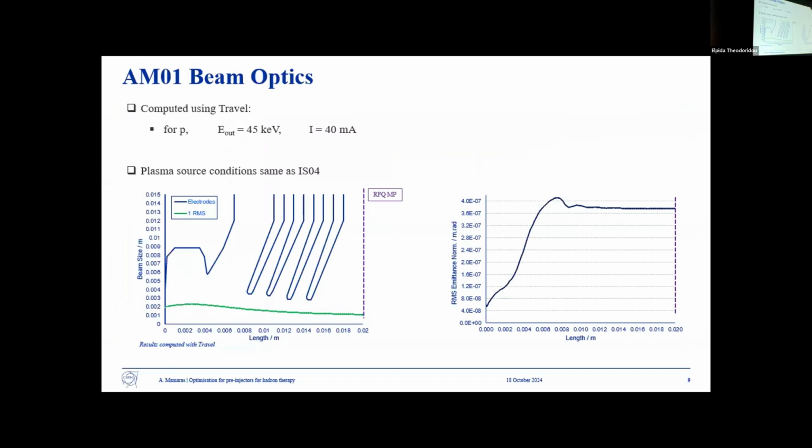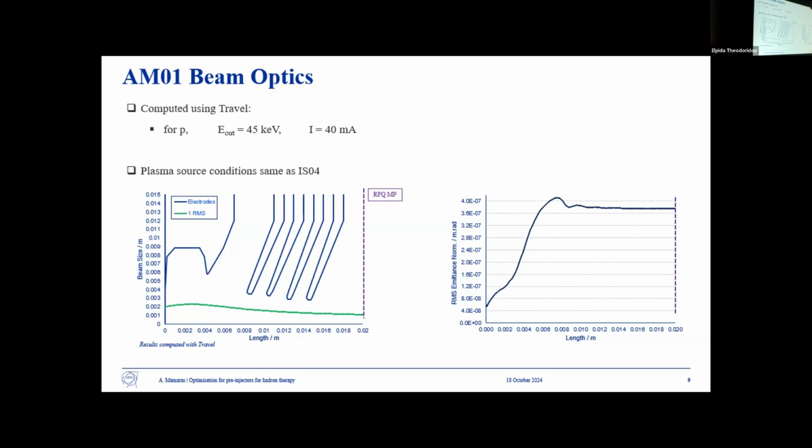All right, and here I have some beam dynamics results. Just to mention here that we used the TRAVEL code, which is a beam particle tracking code developed within the HSL section. Our input criteria were a proton beam with several eV of energy, an output energy of the extraction system at 45 keV, and a beam current of 40 milliamps of protons.